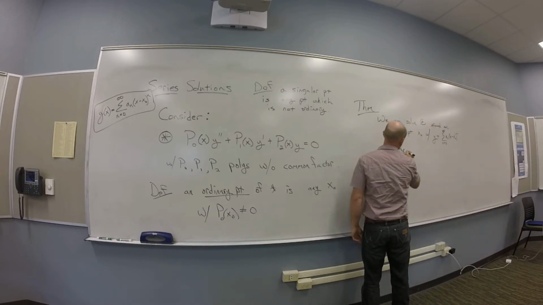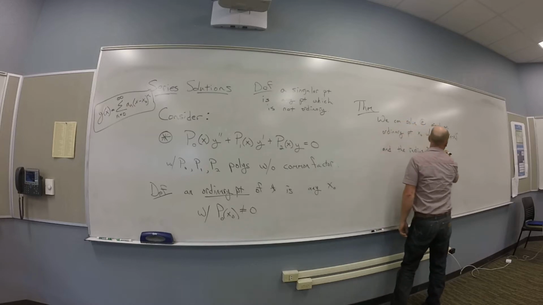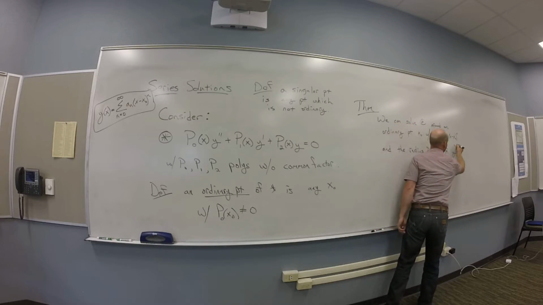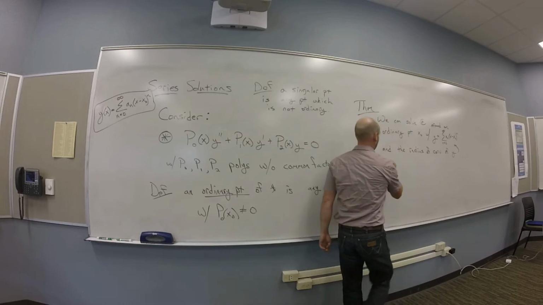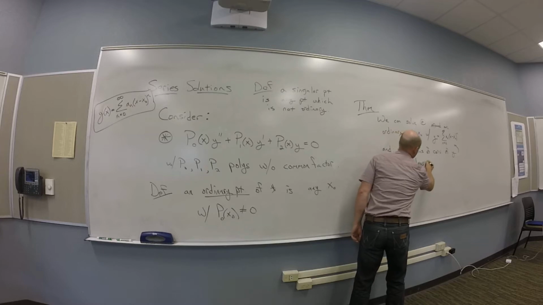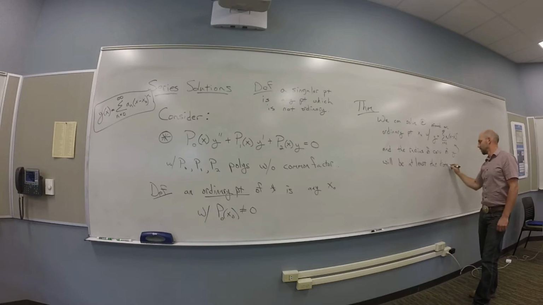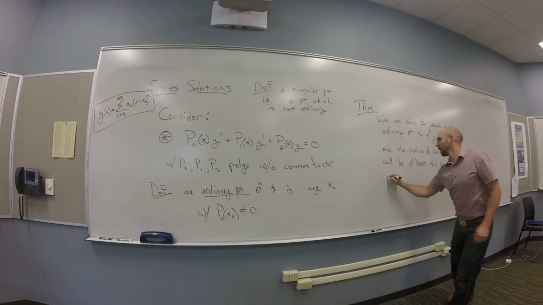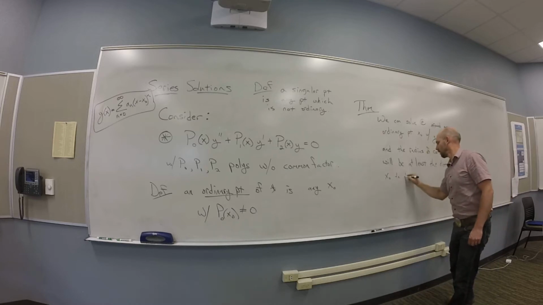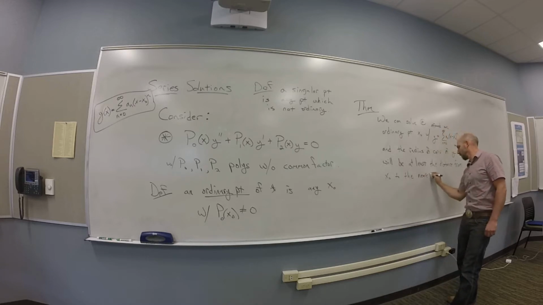And the radius of convergence of y, being that power series, will be at least the distance from x naught to the nearest singular point.